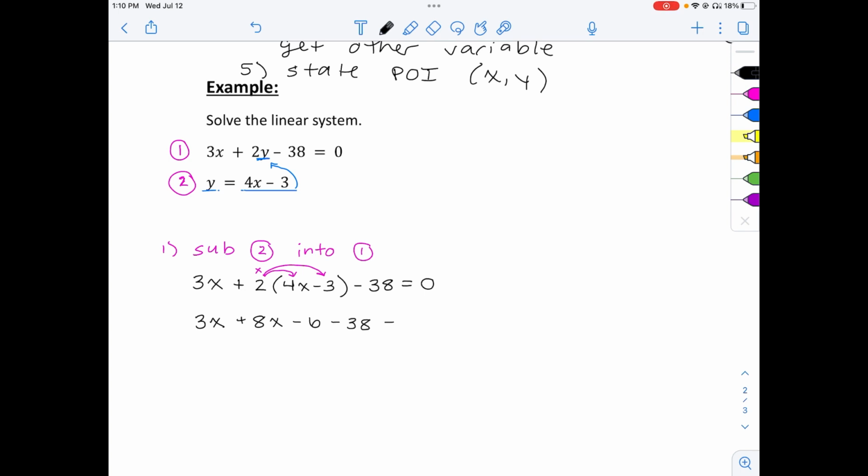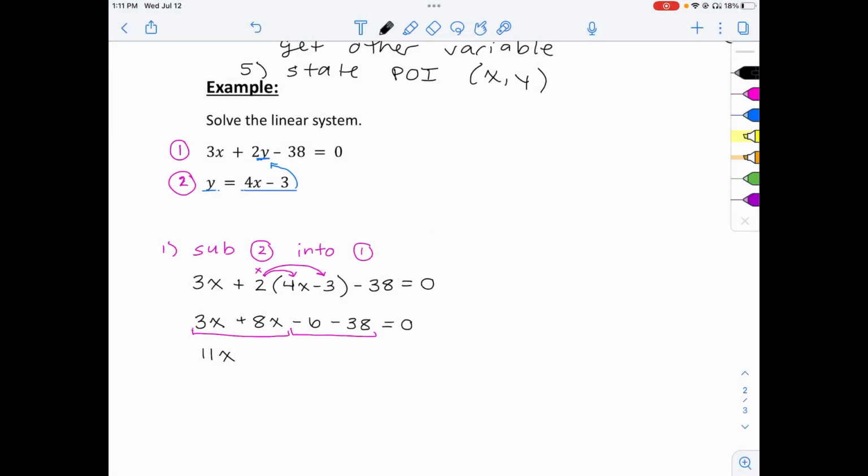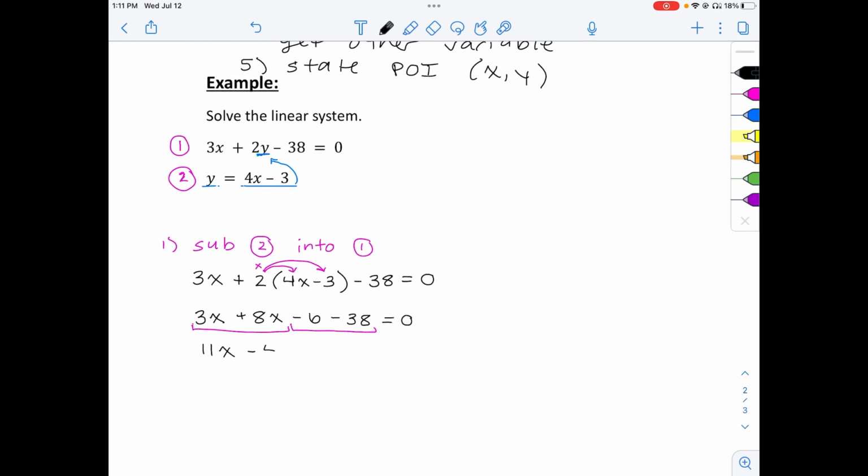Subtract 38 equals 0. Now we are going to gather our like terms. So here, be careful, we can add our terms with x's because those are our like terms, and then we can add our number terms because those are like terms. So we will have 3x plus 8x gives you 11x. And then we have negative 6 minus 38, and that gives you negative 44. And then this right side is still just 0.